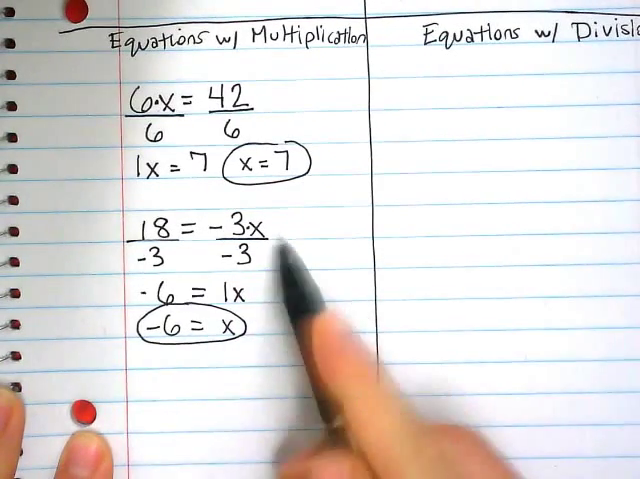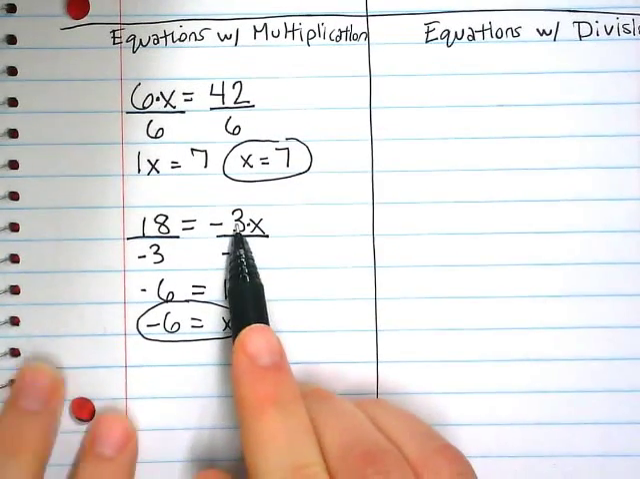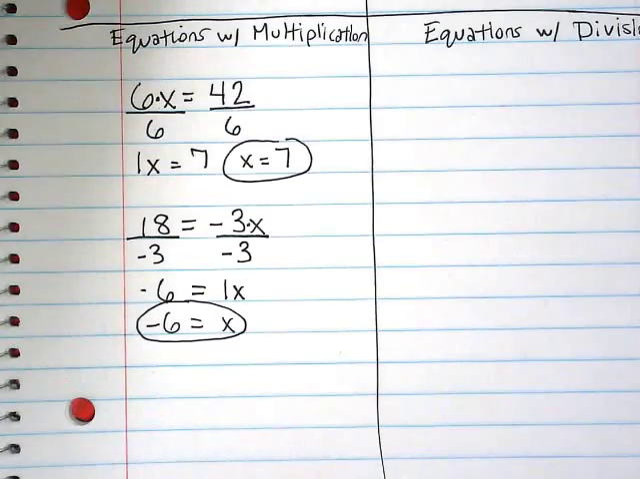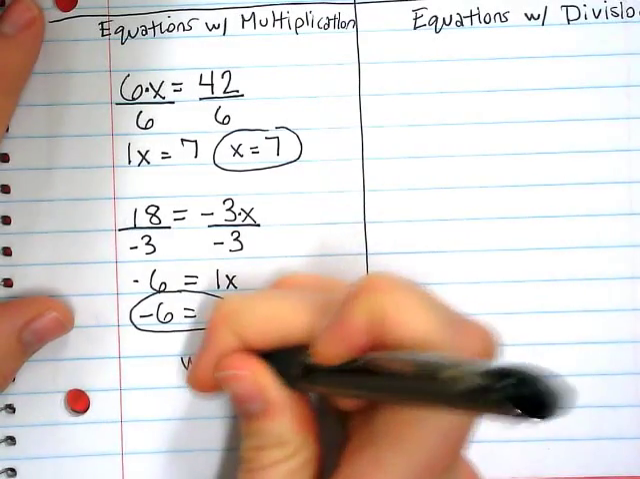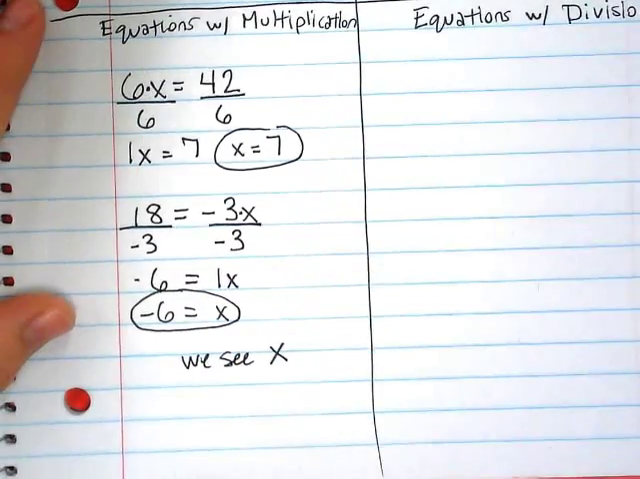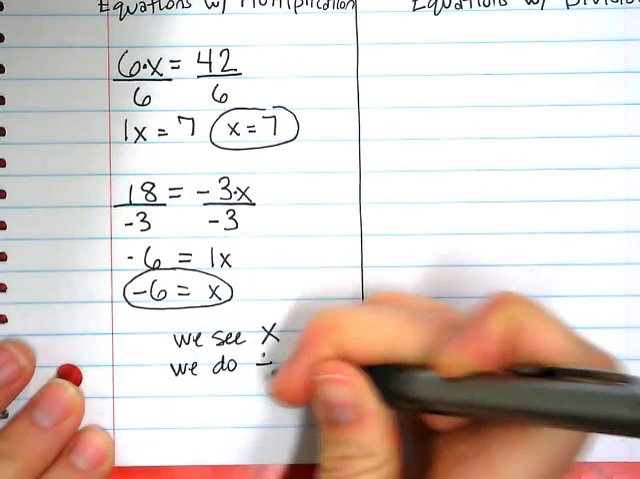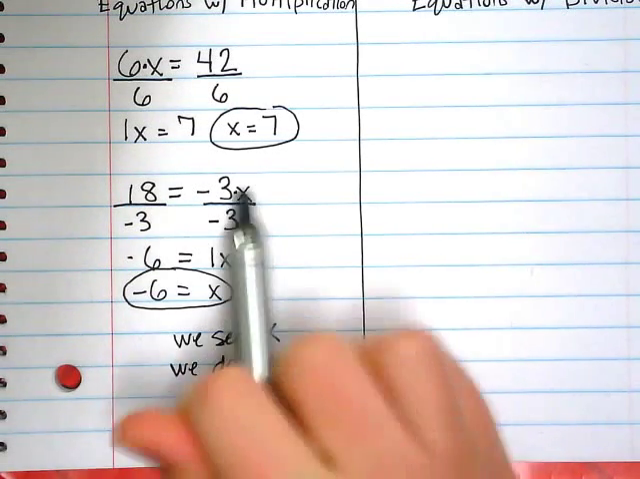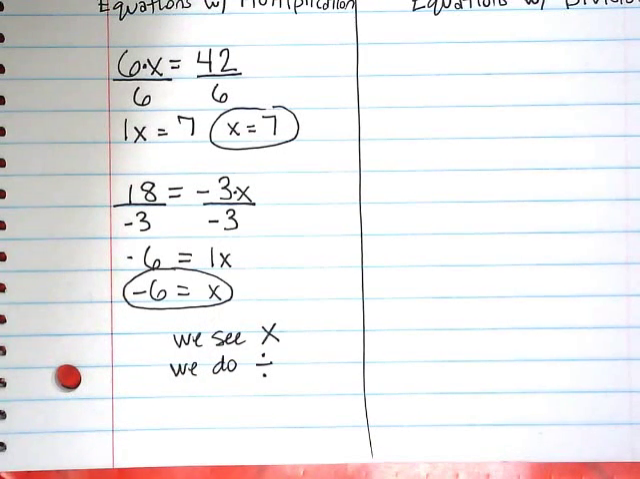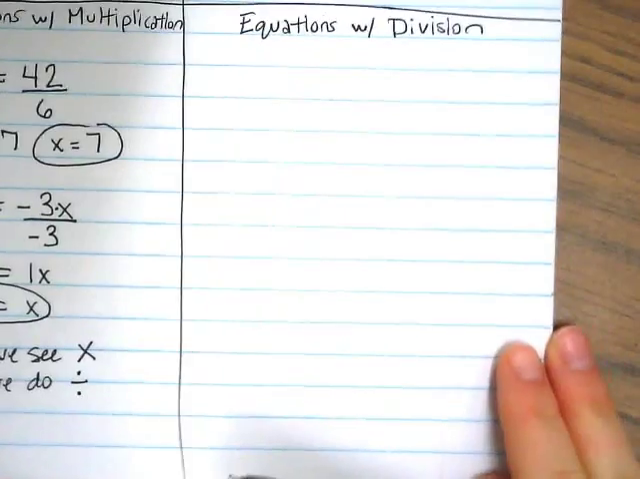And we could plug this back in. Does 18 equal negative 3 times negative 6? Negative 3 times negative 6 is positive 18. So one thing that we can note is that whenever we see multiplication, to solve that equation, we do division. We see that they're multiplying these. To solve it, we're going to do division. All right, that pretty much sums it up for equations with multiplication. Let's move on to the last box and talk about equations with division.